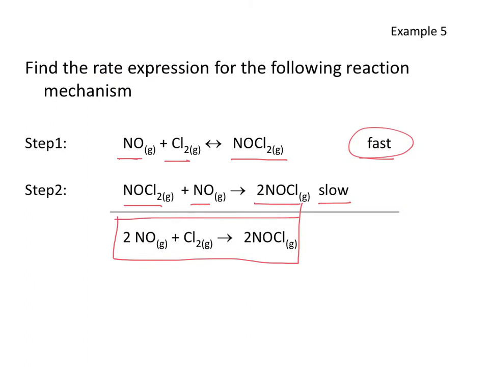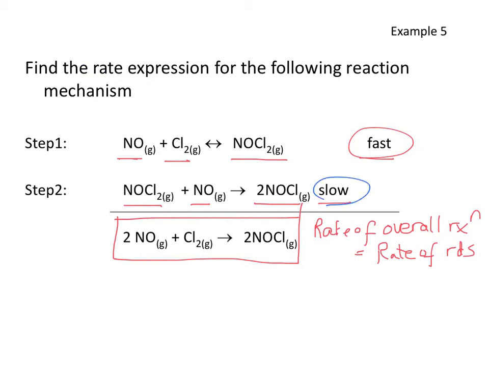Now, you can say that the rate of the overall reaction is going to be equal to the rate of the rate determining step. So if you are able to determine what the rate determining step is, we are going to take it from there. So which one do you think is it going to be, fast or slow? You got it right. It's the slow step, which is the RDS.